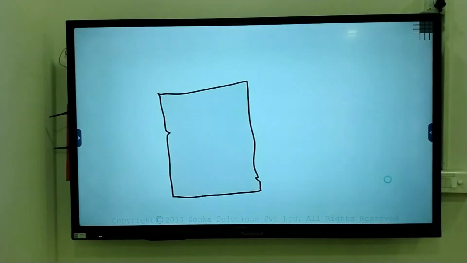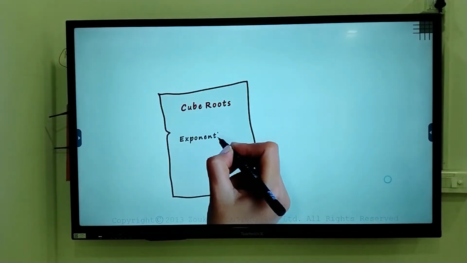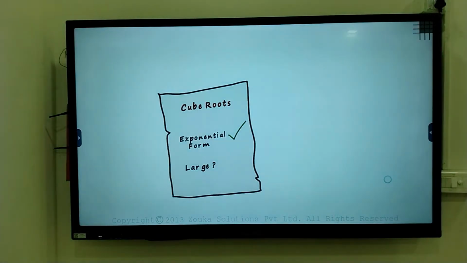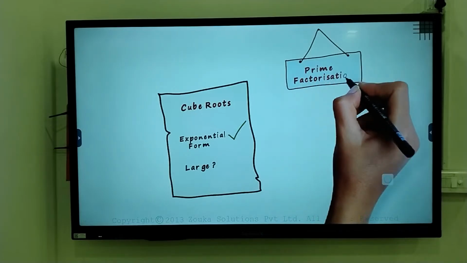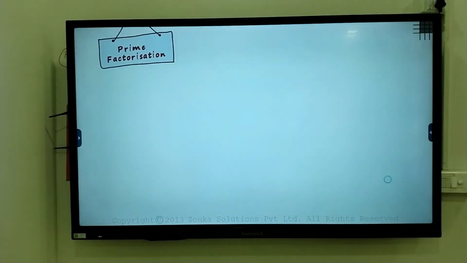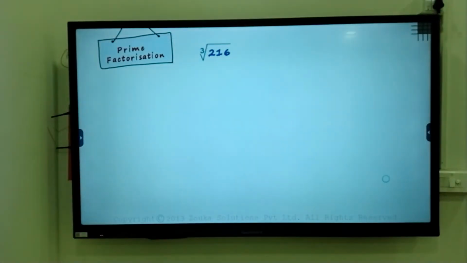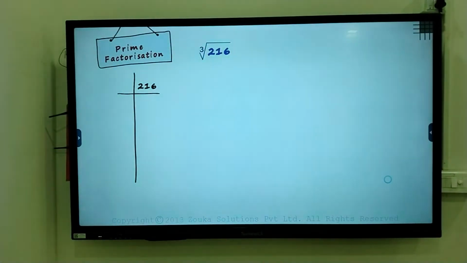In the previous video, we learned how to find the cube roots of numbers in exponential form. But what if the numbers are large and are not in exponential form? Well, we use the prime factorization method. Say we want to find the cube root of 216. Our aim is to reduce this number to its prime factors. We write the number here and draw lines like these.